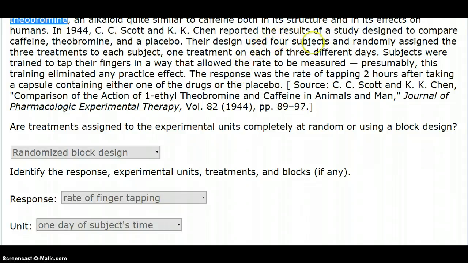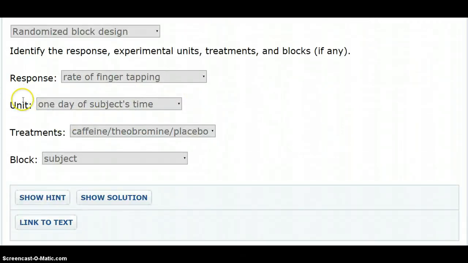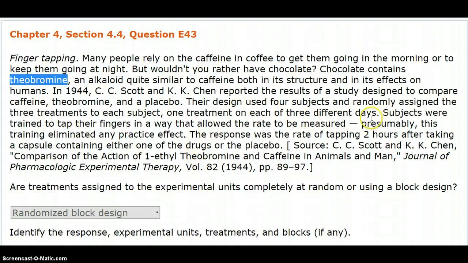Because, say, subject A, the day that she is given caffeine, is going to be a different unit than the day she is given the placebo or the day she's given the theobromine. And that gets us 12 units then, looking at it that way. Treatments, we just have the 3 different medicines. Of course, the placebo is more of a control than a treatment, but you can think of the control group being just the absence of a specific treatment. And then block is the subject itself.